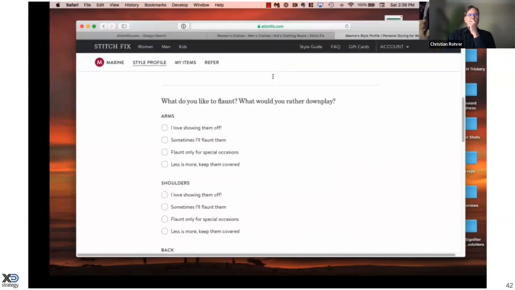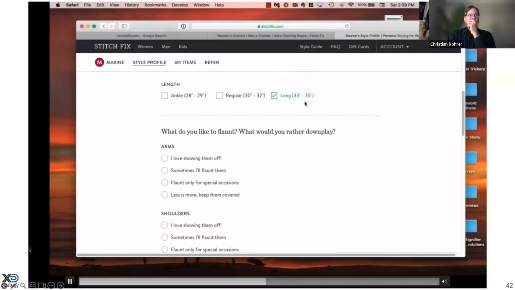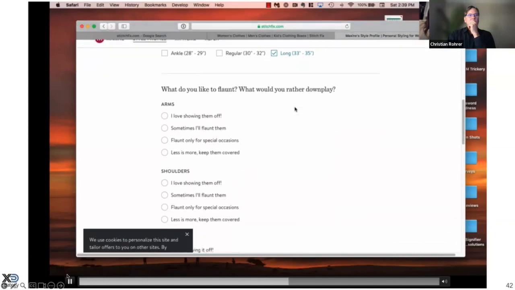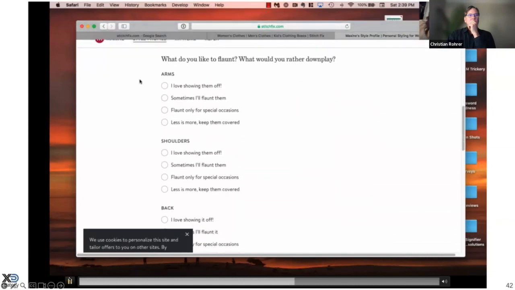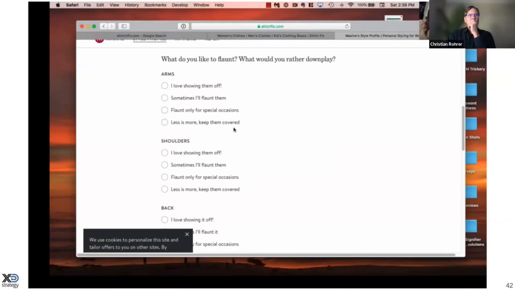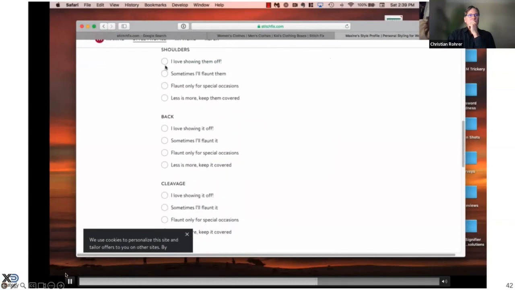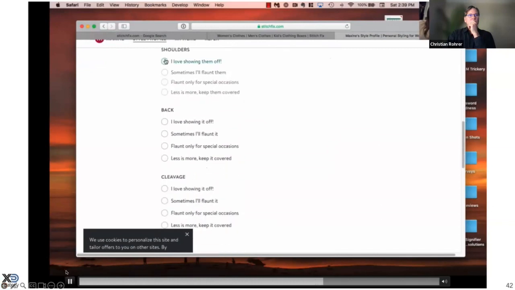What does that mean? Oh, I the think length that from. yeah, if you like an ankle height. Oh, okay. Like the short, more of a cropped pant. I think that's what it is. Less is more. Keep them covered. Okay with arms. Shoulders are okay.